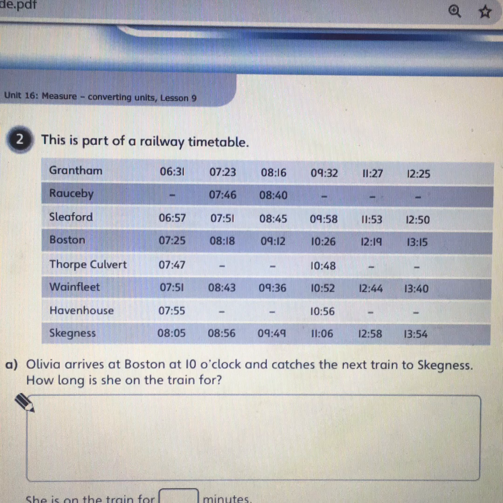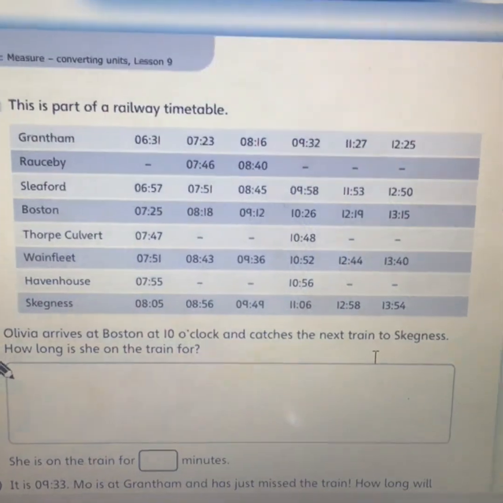So we've got 2 questions and then we are done. So this is part of a railway timetable. Olivia arrives at Boston at 10 o'clock and catches the next train to Skegness. How long is she on the train for? Pause the video and have a go.